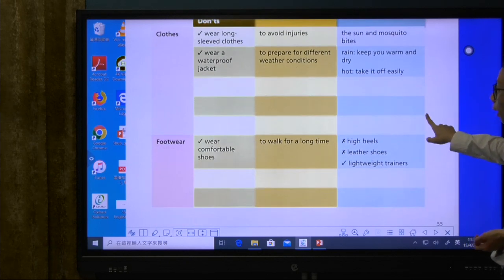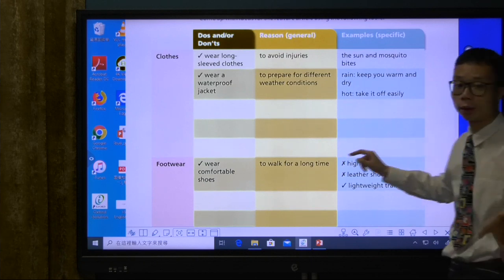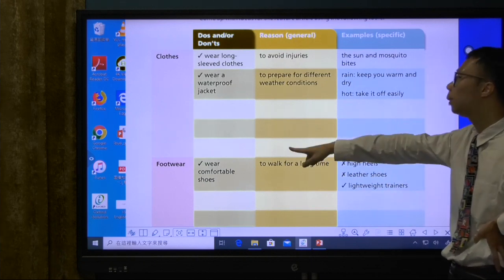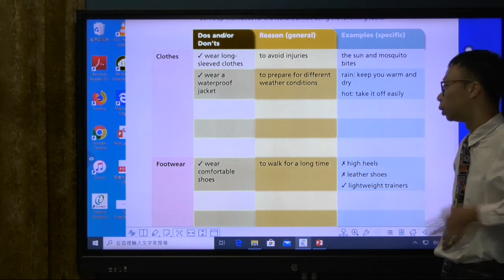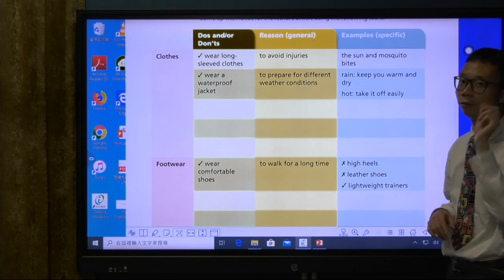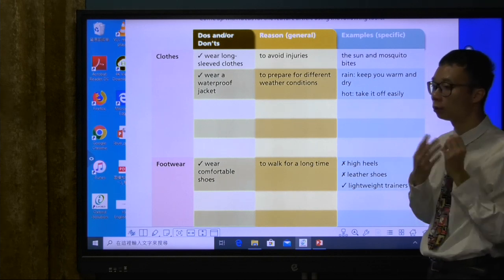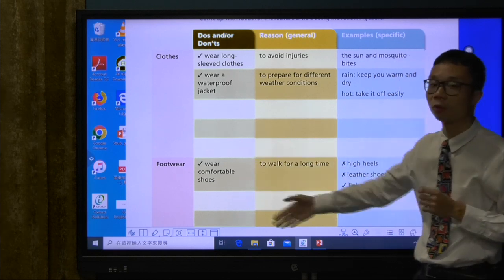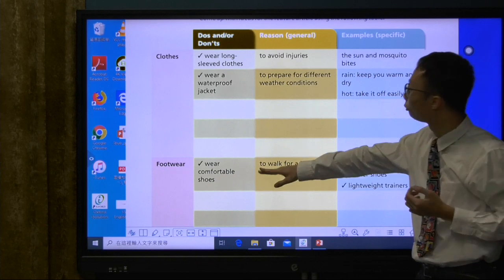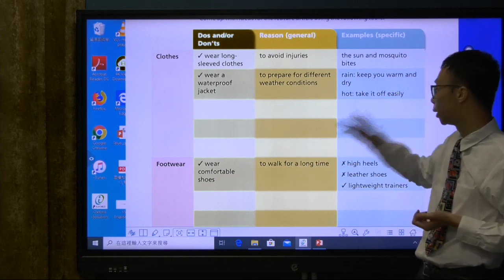Now we quickly look at the second part, footwear, before we go on to the brainstorming part. So what about the footwear? Remember I told you you're supposed to give advice to people. That means you give them general ideas about what to wear. Wear comfortable shoes, 舒服的鞋. 點解啊? Reason: to walk for a long time. 我哋呢個係個 school picnic 啦，我哋行好耐啦.